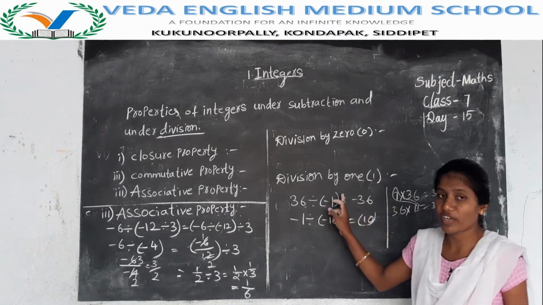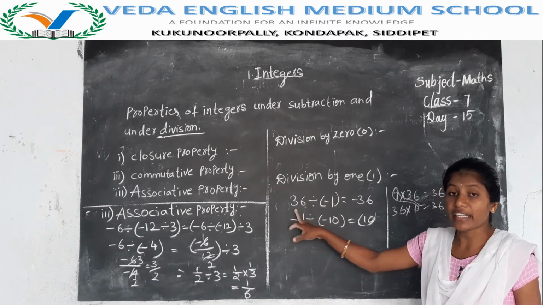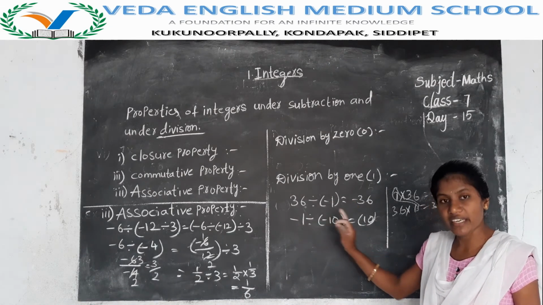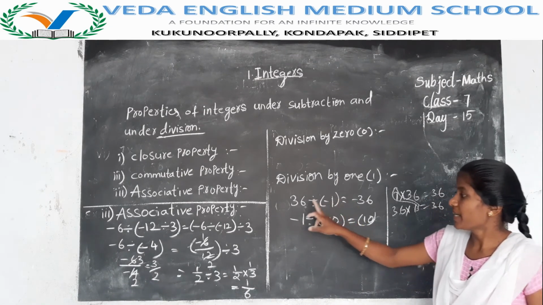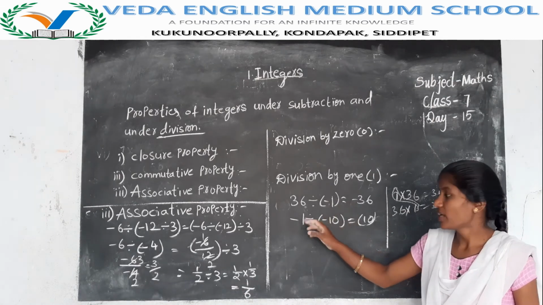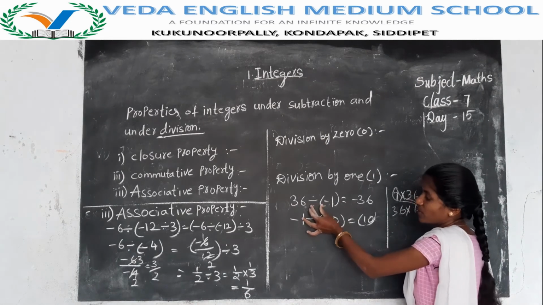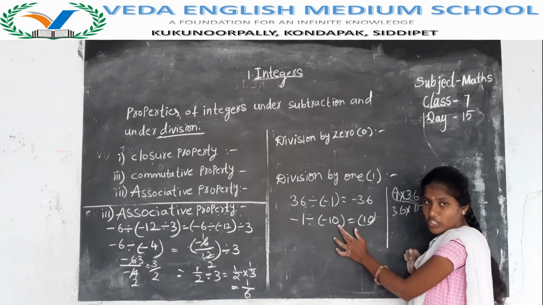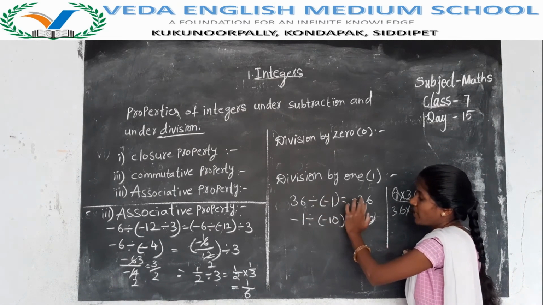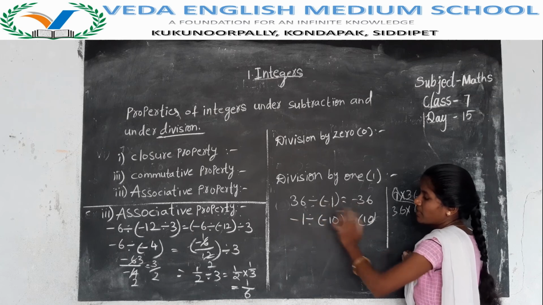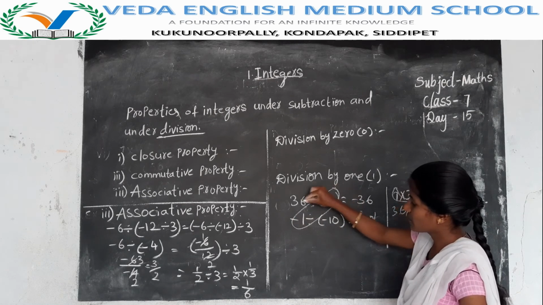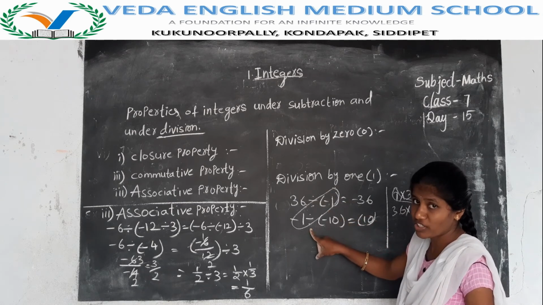Same like here, also for division. If you divide any number by 1, you get the same number as the answer. See here, 36 divided by 1, or 1 with -10, you are getting the same number as answer. Here 1 is not changing. The numbers are changing, but 1 is not changing.